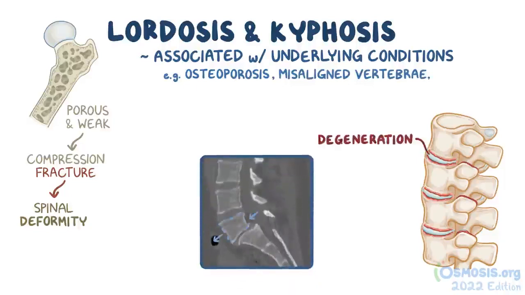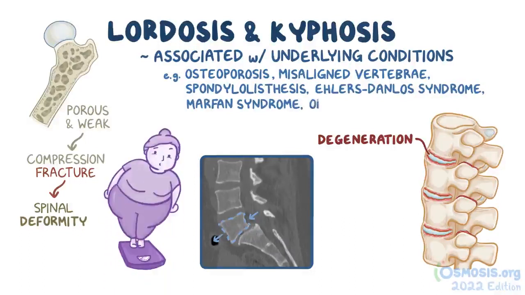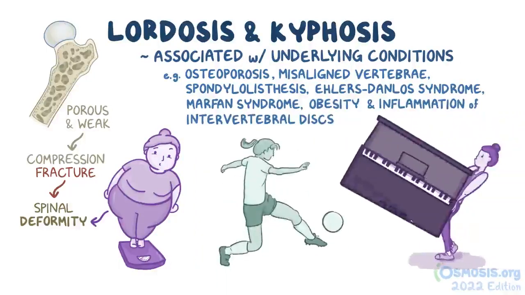Other conditions, like spondylolisthesis, in which a vertebra slips out of its normal position, or conditions like Ehlers-Danlos syndrome and Marfan syndrome, where bones and connective tissues overgrow, causing spinal instability. Obesity can also put excess unbalanced weight on the spine, causing it to deform. Other causes include inflammation of the intervertebral discs, which can happen from overuse due to a sports injury or lifting weights in an inappropriate way.